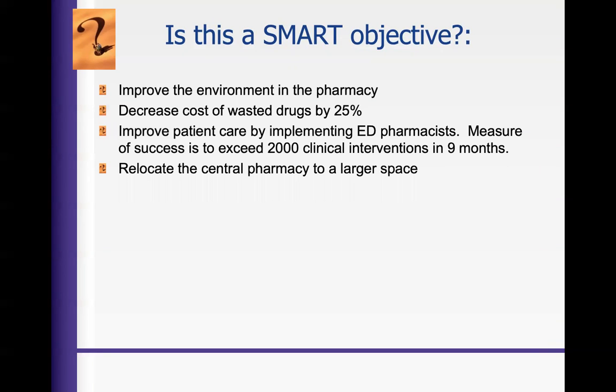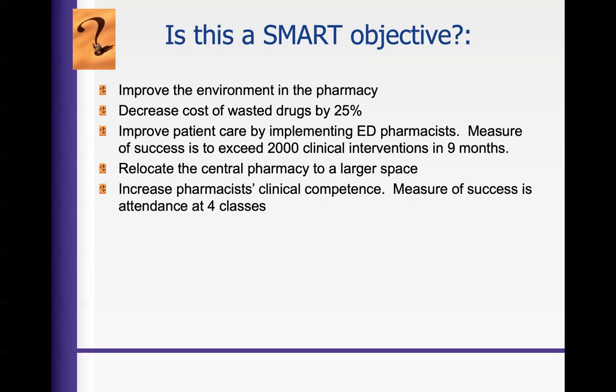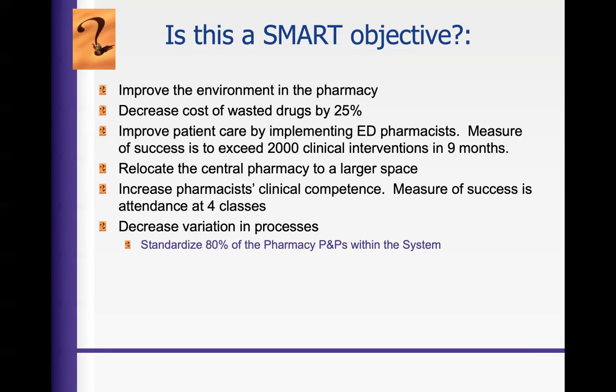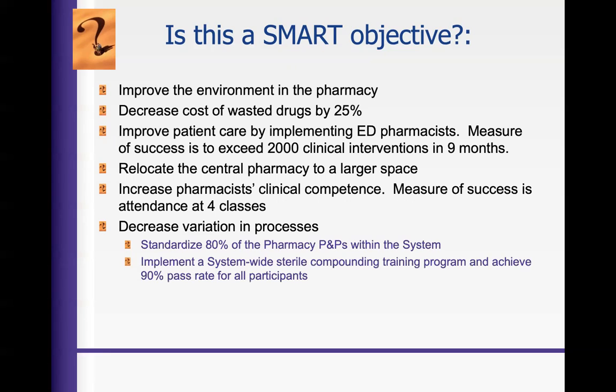Relocate the central pharmacy to a larger space. That is not, that's just an idea. Increase pharmacist clinical competence. Measure of success is attendance at 4 classes. Decrease variations in process. That's pretty much generic. But if we say that it's going to standardize 80% of the pharmacy policy and procedures within the system, there is an objective. Implement a system-wide sterile compounding training program and achieve a 90% pass rate for all participants.